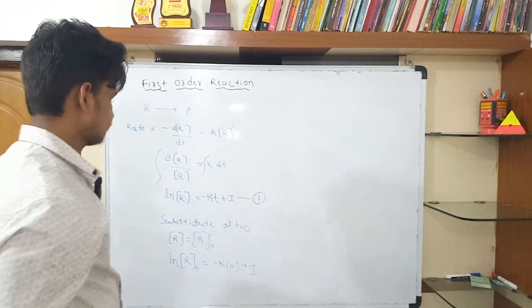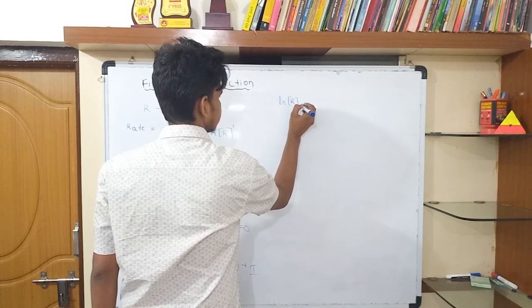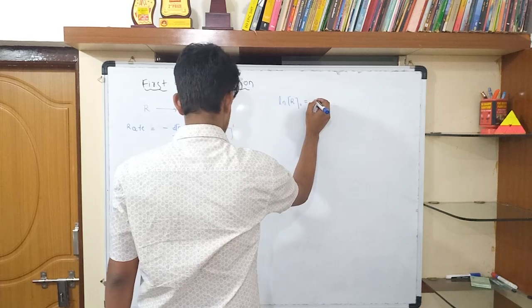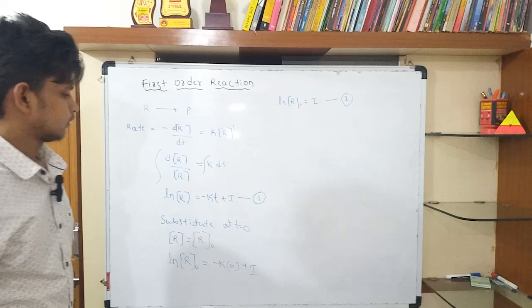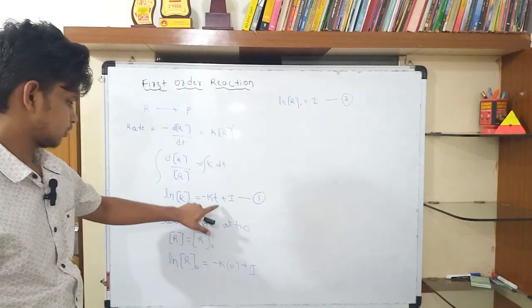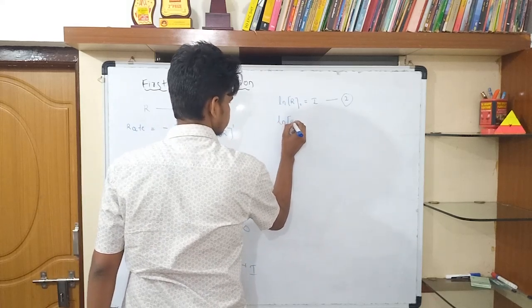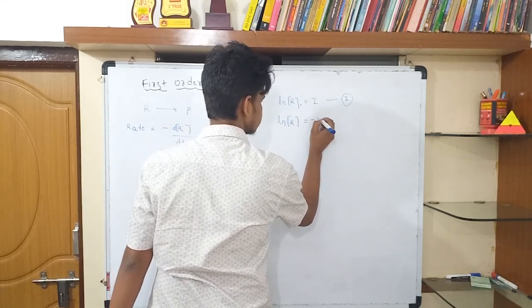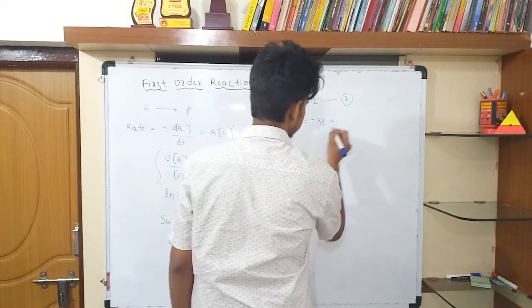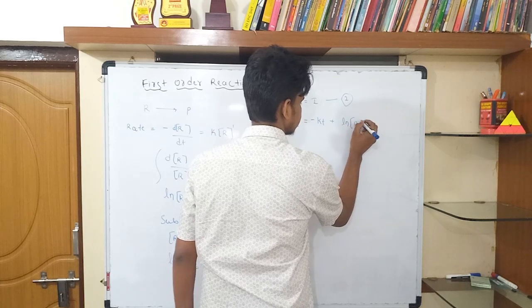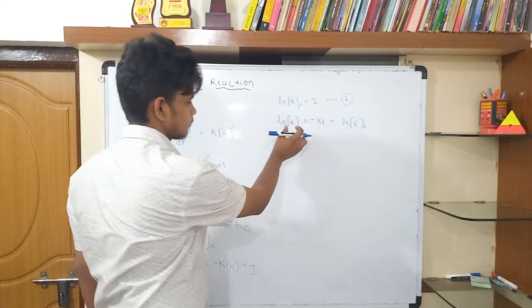After that you simplify, it becomes ln of R naught equal to I. This is considered the second equation. Here what you have to do is put this equation in the first equation, so that becomes ln of R equal to minus kt plus, in place of I, what we have substituted, ln of R naught. Very easy.